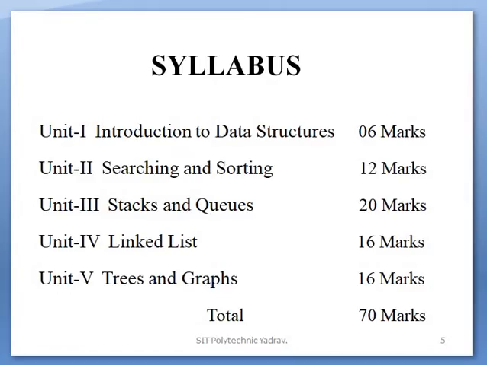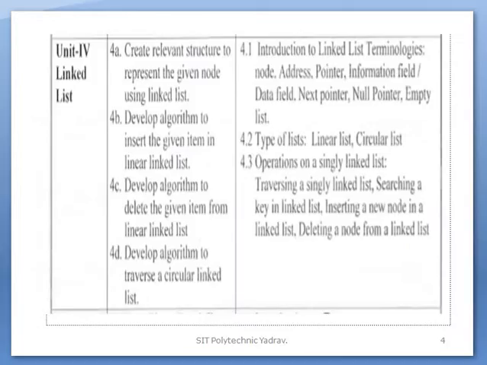Here is the syllabus of the course. There are 5 units and their marks allocation. In the syllabus of unit number 4, linked list, carefully observe that 4.1 is already completed, and 4.2 also is completed. In that, it is said as the types of list: linear list and circular list. In your syllabus, it only says to study the linear list and circular lists.